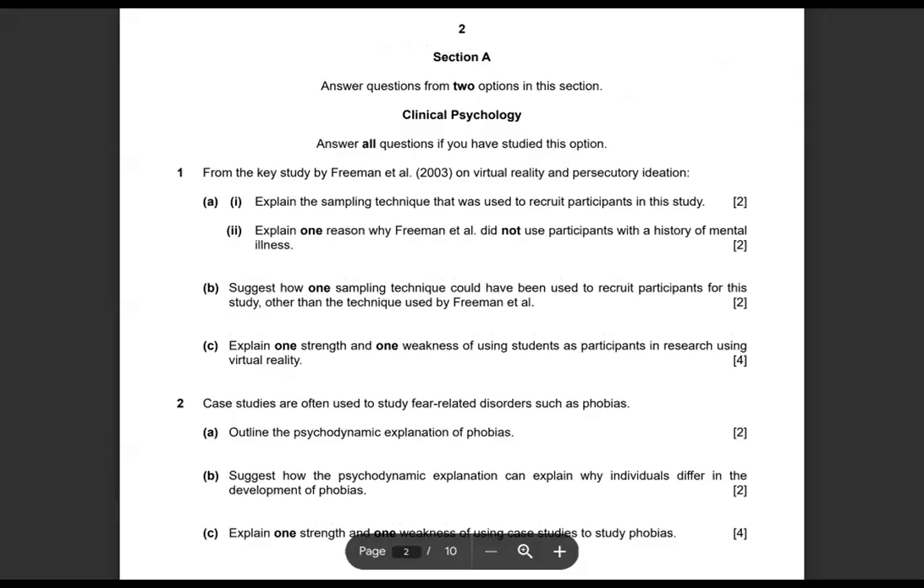So as you can see, question 1 has 3 parts to it. Part A, part B, and part C. Part A is for 4 marks. It can be split into part A1 and part A2. Question 1B is for 2 marks, and question 1C is for 4 marks as well. So question 1 will be for a total of 10 marks. And question 2 will be a total of 8 marks. So clinical psychology for section A is going to be 18 marks. Similarly, health psychology for section A is also going to be for 18 marks, split into 2 types of questions. Question 1 will be split into parts A, B, and C for 10 marks.